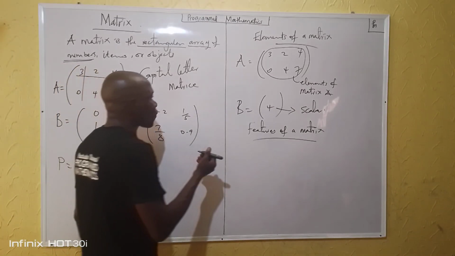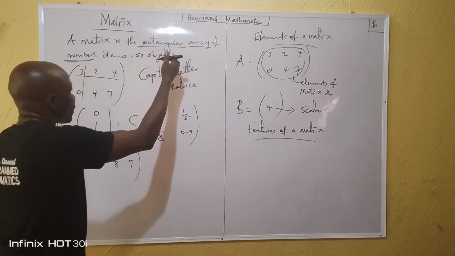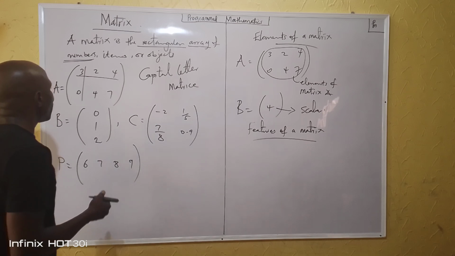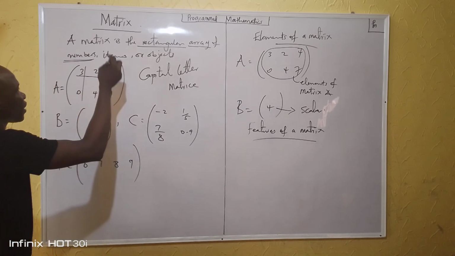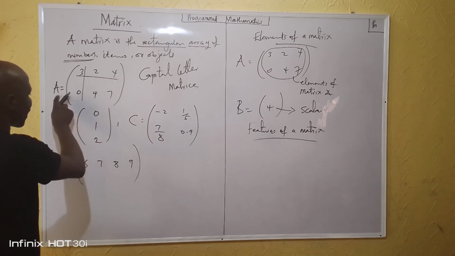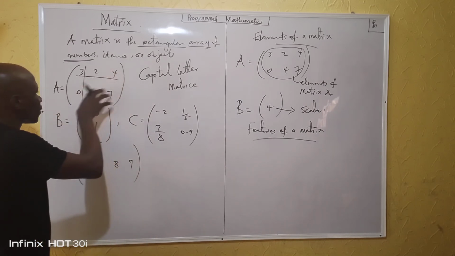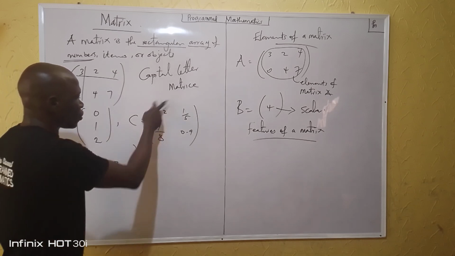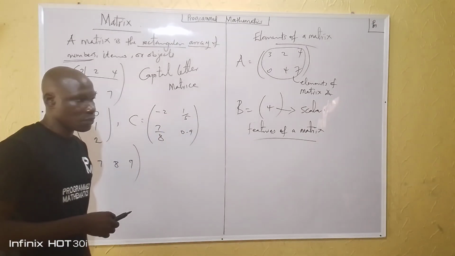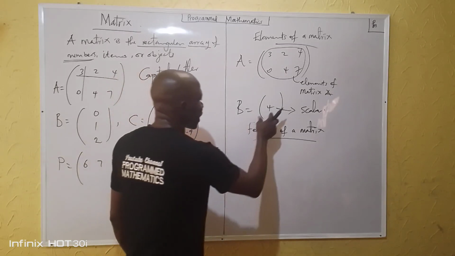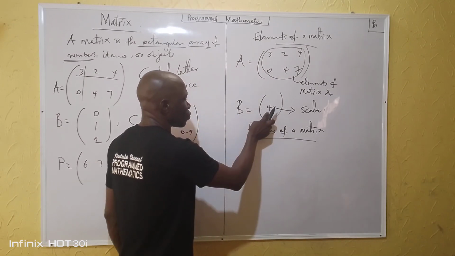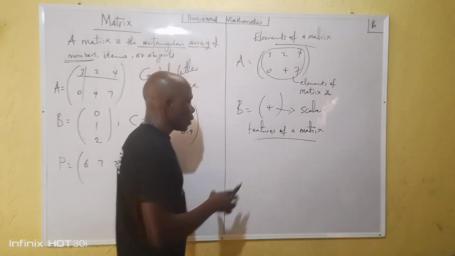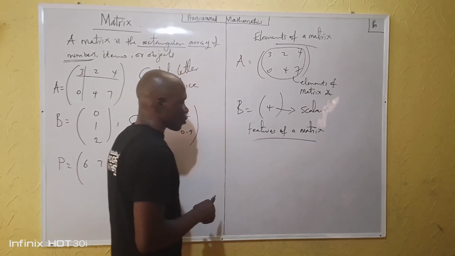Now, don't forget we have said that a matrix is a rectangular array of what? Numbers, basically talking about mathematics now. We have also said that a matrix is always denoted by a capital letter, while the numbers are referred to as the elements of the matrix. The elements of the matrix are usually enclosed within brackets. And I said here that when you have a matrix having a single element, we can simply call that matrix a scalar. Now let's look at the features of a matrix.